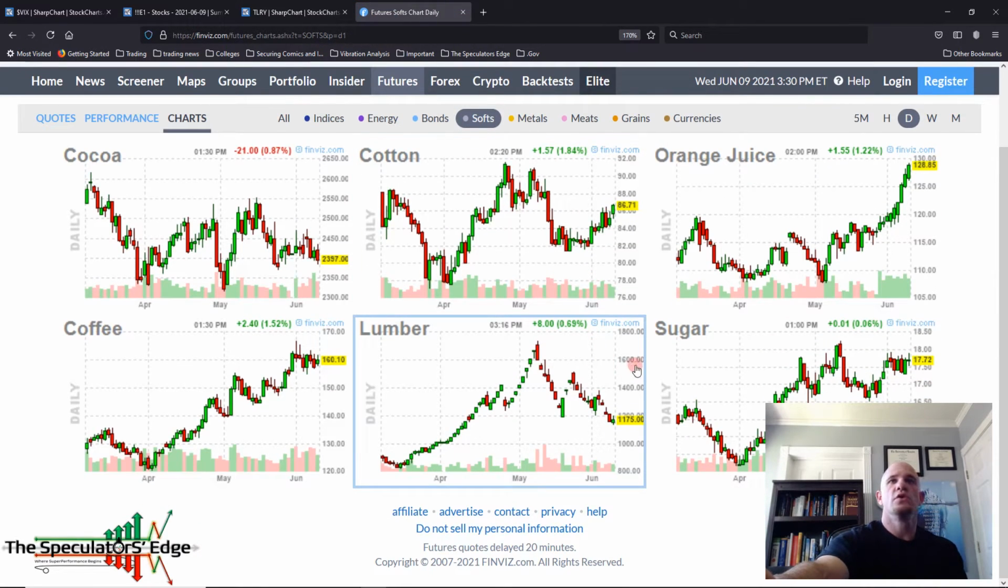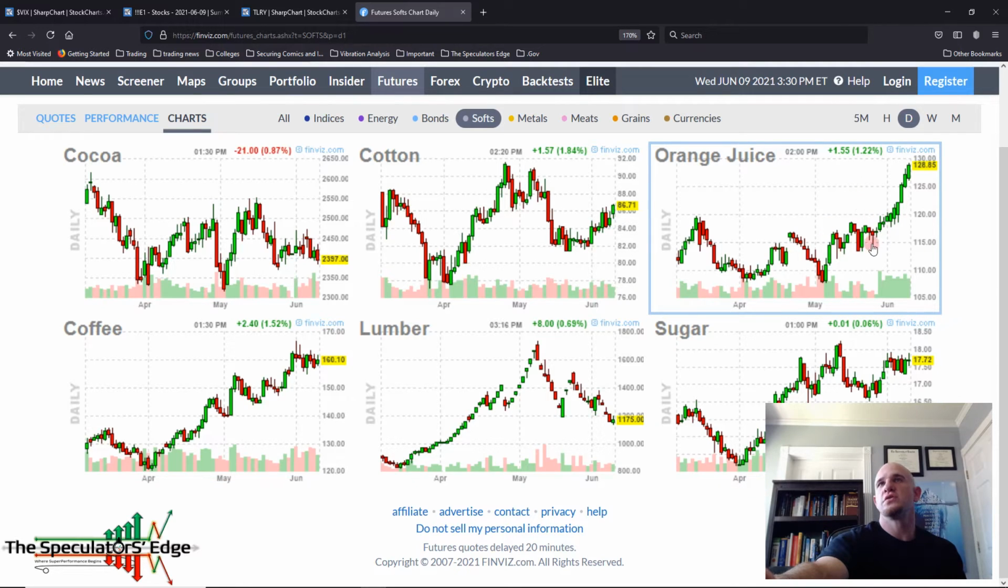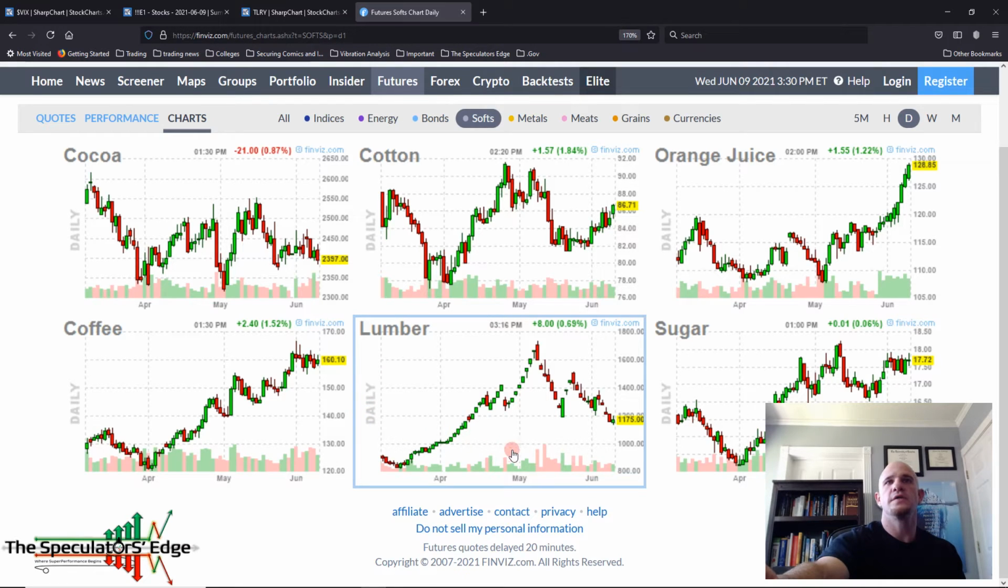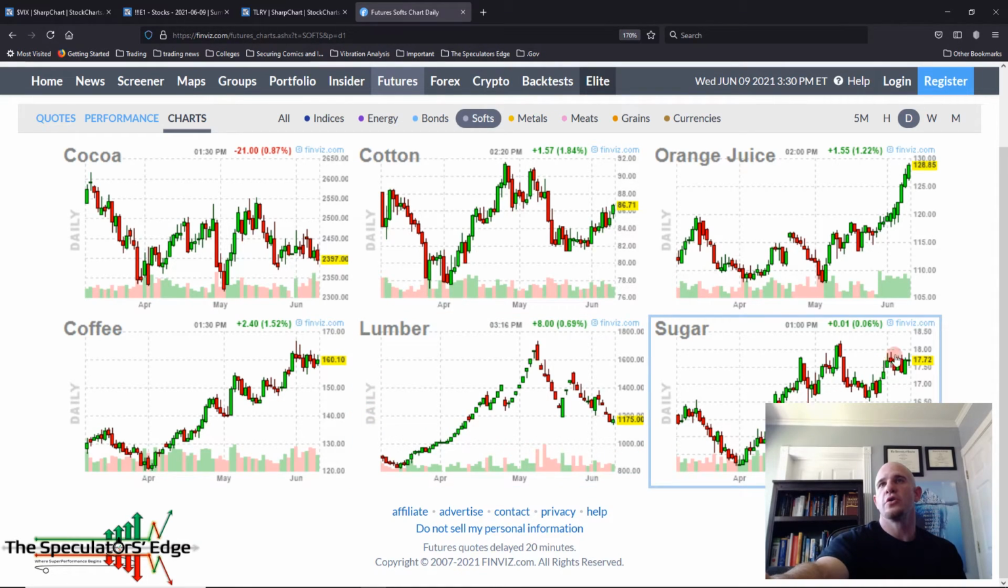Softs, we got orange juice has made a hell of a run here lately. Cotton looking good right here. This thing could probably get up and go. Other than that, let's see here. Sugar not looking too bad right here. I would wait for it to close up on that high, or at least make it past that high.